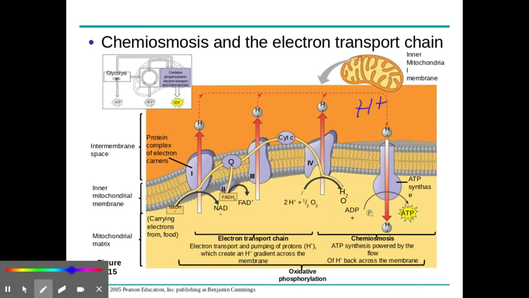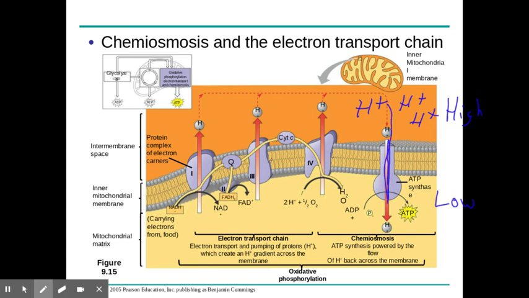We have a whole bunch of these inside of here. In other words, we have a high concentration, a low concentration. So these things want to move down their concentration gradient through ATP synthase, and that's going to make a ton of ATP. So two parts to oxidative phosphorylation: the electron transport chain and chemiosmosis. Both of them together drive oxidative phosphorylation, using oxygen to phosphorylate ATP, creating a ton of energy for your cells.